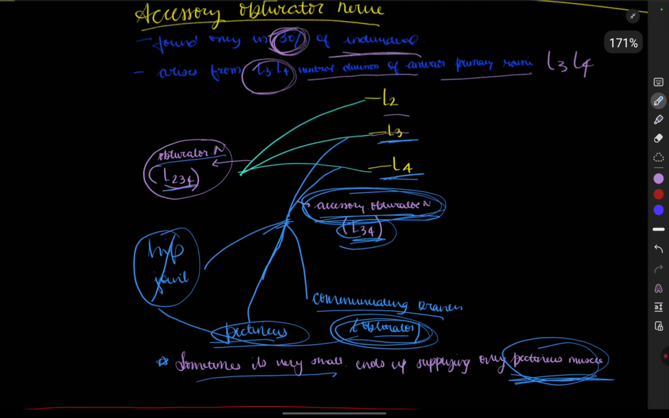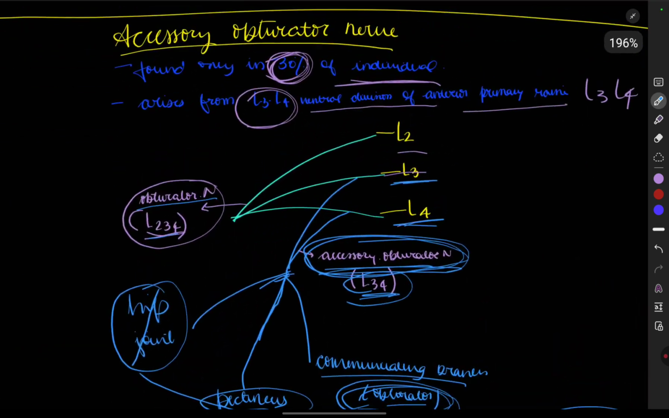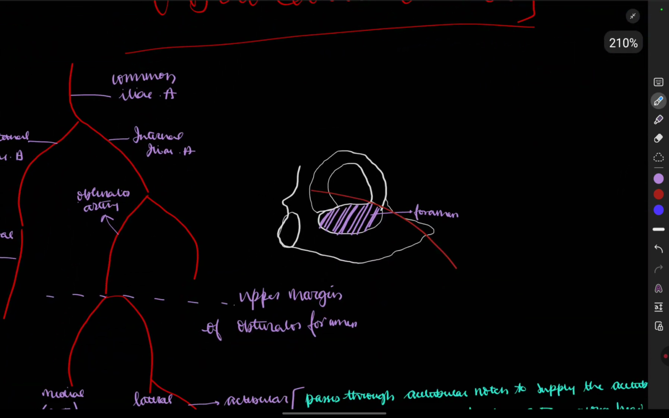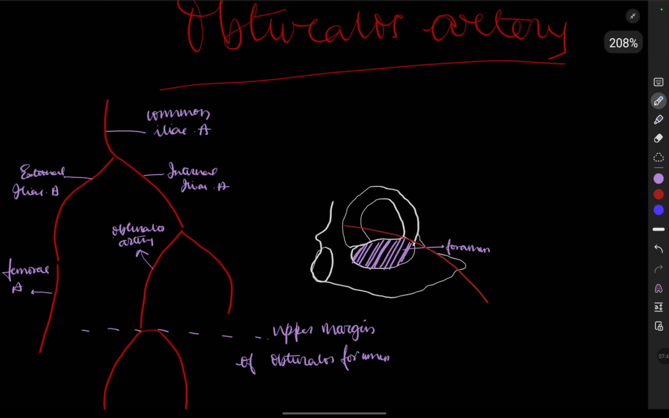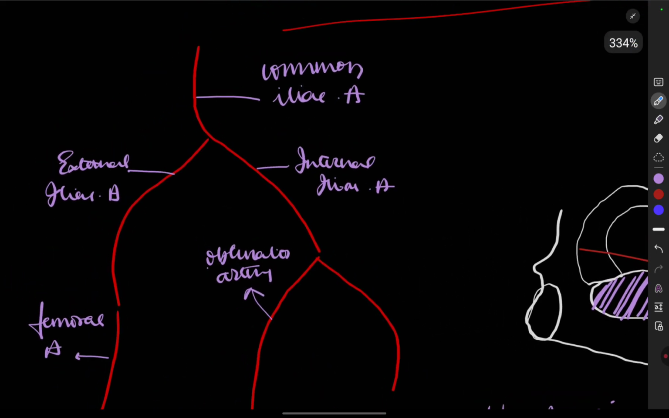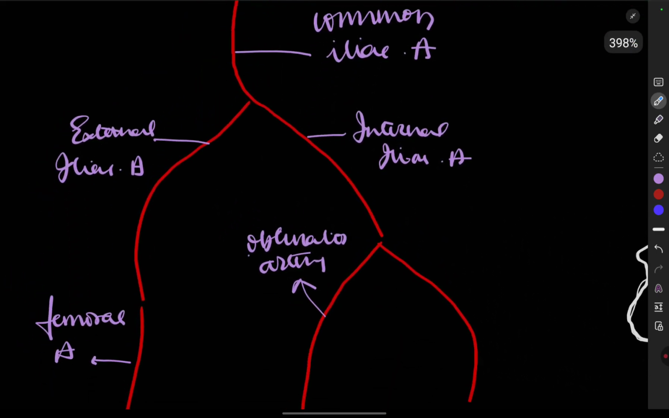Now we are done with the accessory obturator nerve. Now we are going to see the obturator artery. The obturator artery supplies the medial compartment of the thigh. Its origin is as a branch of the internal iliac artery.